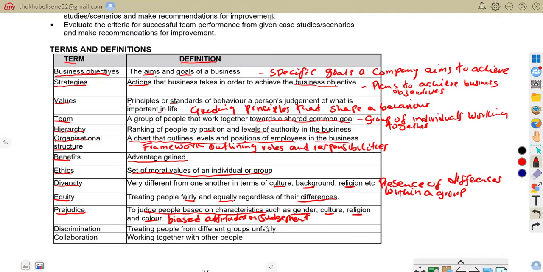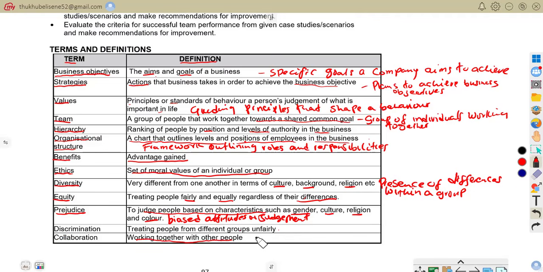So now we come to discrimination: treating people from different groups unfairly. That's unfair treatment based on characteristics. Now collaboration: working together with other people towards a common goal, whereby departments are working together on a project. So that's collaboration that we are talking about.